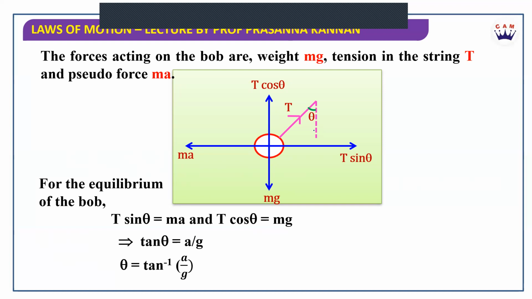And Mg is acting downwards. Ma is acting what? To the left. This means the car is what? Accelerating or decelerating? Accelerating. That's why it's accelerating means it's moving to the right. Therefore, the bob is moved to the left. Okay, fine. So for equilibrium, what is balancing Mg? T cos theta. What is balancing T sin theta? Ma. So once again, you are getting the same expression when you divide the two equations. Tan theta is equal to a by g.